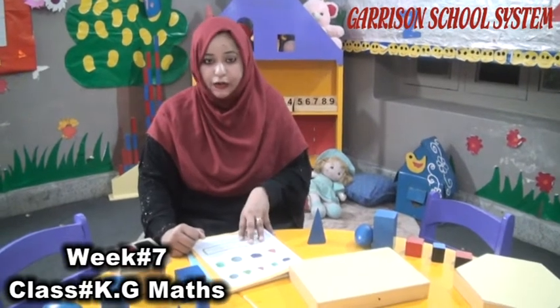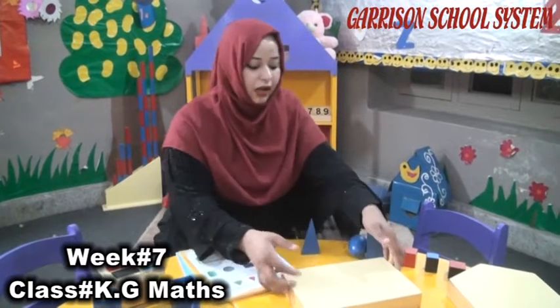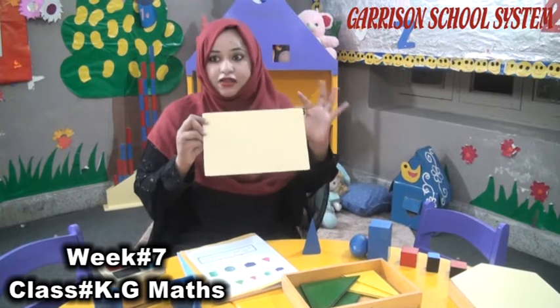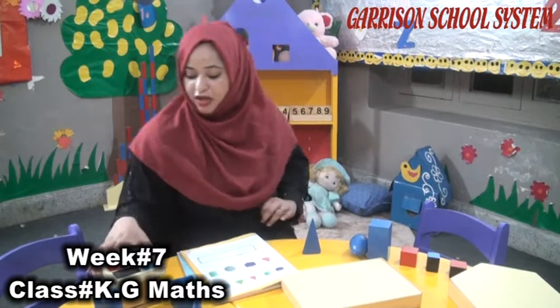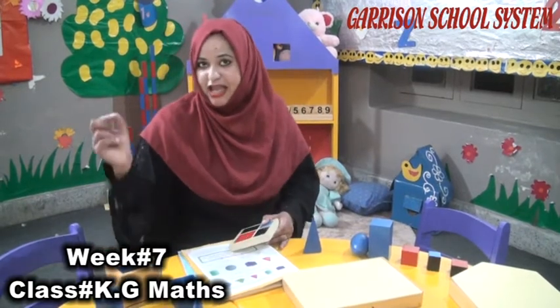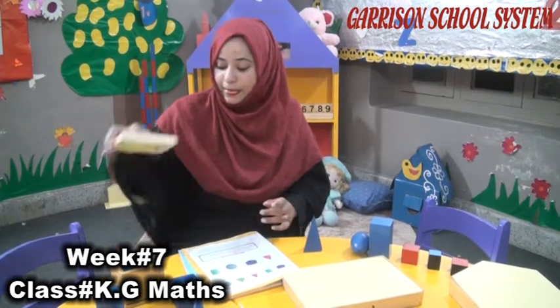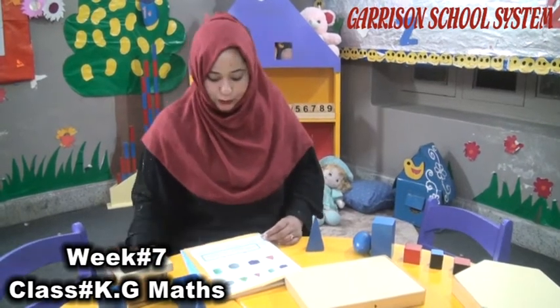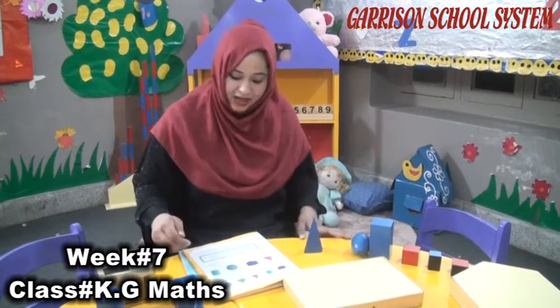In the 2D shapes we cannot add something in it. Like this, this is a 2D shape. We cannot add anything in this because it has 2 dimensions, width and length. This is a 3D shape. We can add something in it. Anything we want to add, we can, because it has 3 dimensions: length, width, and height.